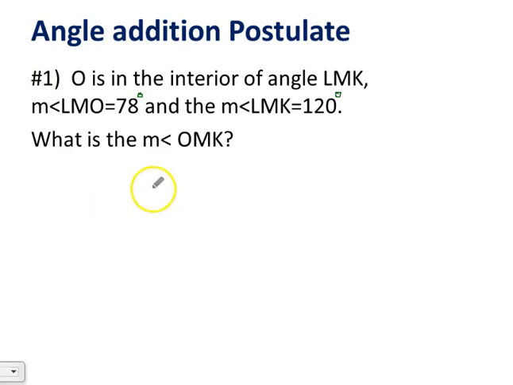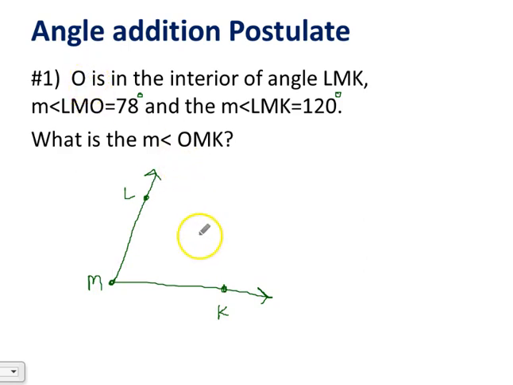So I'm going to go ahead and just draw an angle, any angle, just to get a picture going. And that angle is going to be angle, this one right here, LMK. So L, remember M always has to be the vertex. The middle letter always has to be the vertex. So we've got angle LMK, and we're told that point O is somewhere in the interior. Doesn't matter where, I'm just going to put it here, point O, and draw a ray so that now we have 3 angles. This angle, this angle, and this angle.